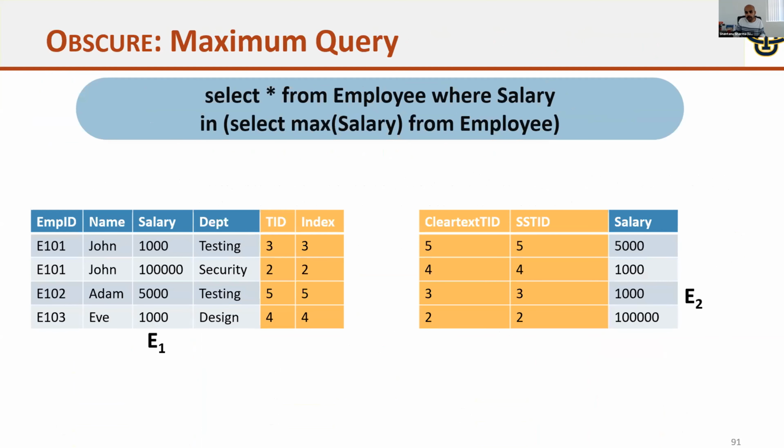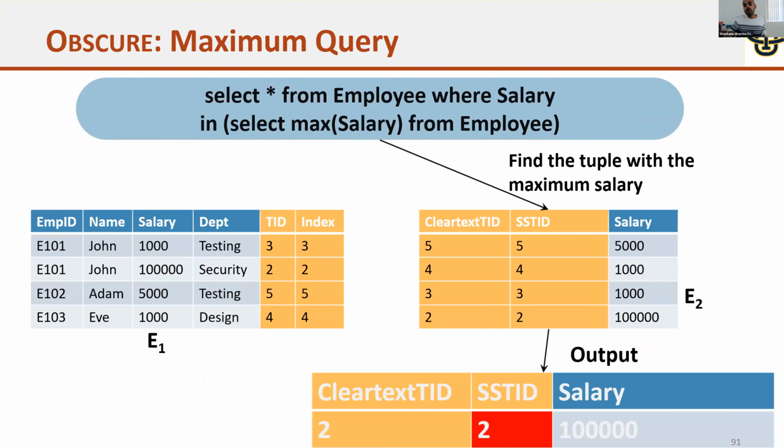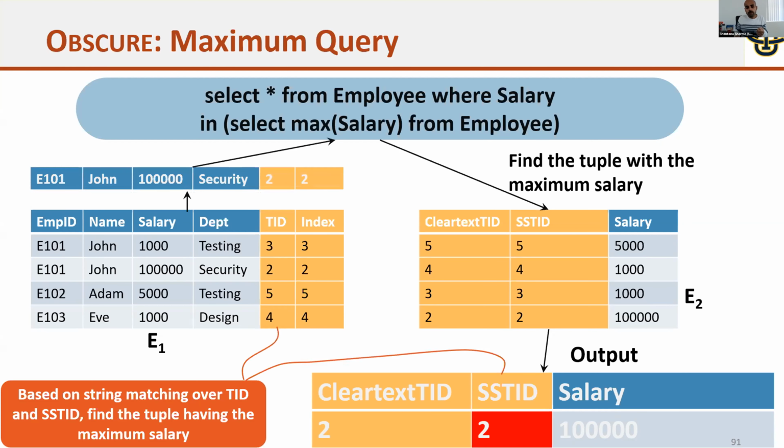We can also do a maximum query this way. In a maximum query, suppose first I find the maximum value, because the values in the E2 table are in order-preserving secret shares, I can find which is the maximum value. Based on this, I will get the STID, meaning secret share tuple ID, on which I can perform the string operation. The entire table E1 is in the form of string matching secret shares. So based on this value 2, I will perform the string matching operation on 2 versus the TID column. Whenever they match, I will get the real answer, the real tuple, and send it to the user. Based on this, we will get the answer to this type of query.